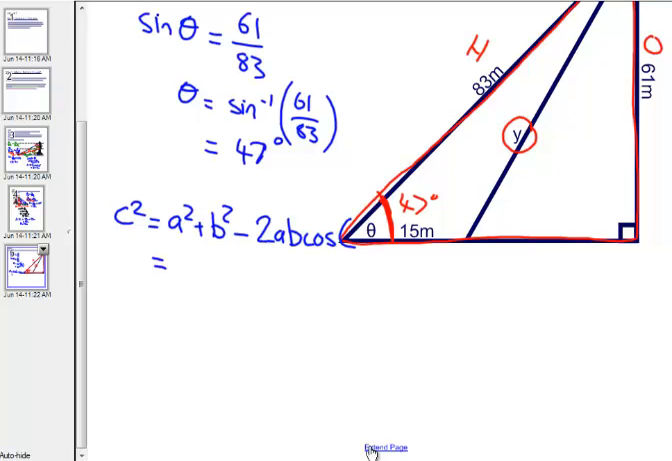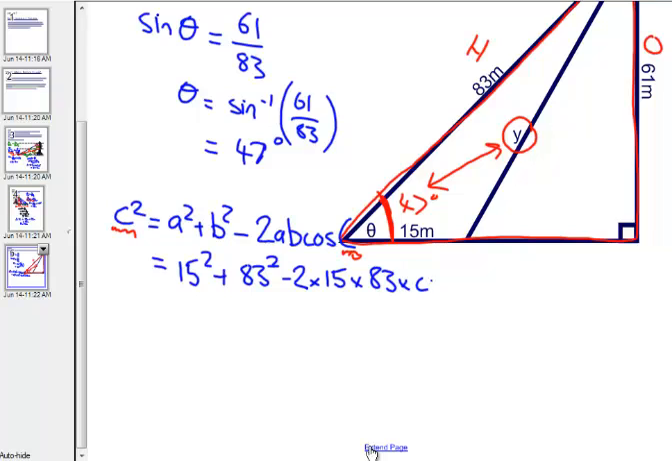Just formulas on your formula sheet, don't forget that. Okay, remember A and B, it doesn't really matter which ones they are. The important relationship is between the C side length and the C angle, because they are the ones that need to be opposite each other. Alright, let's do this. 15 squared plus 83 squared minus 2 times 15 times 83 times cos of 47 degrees.